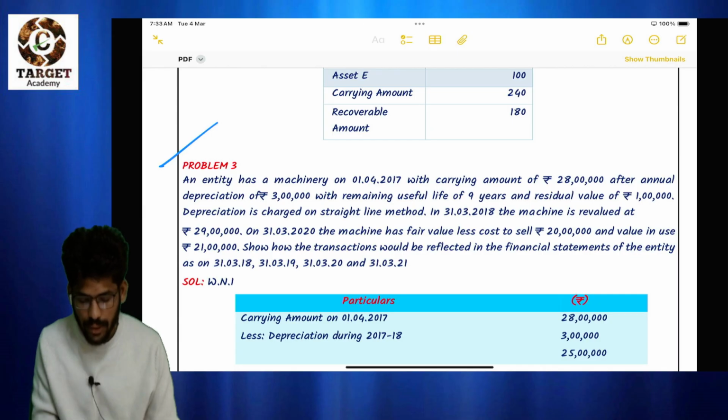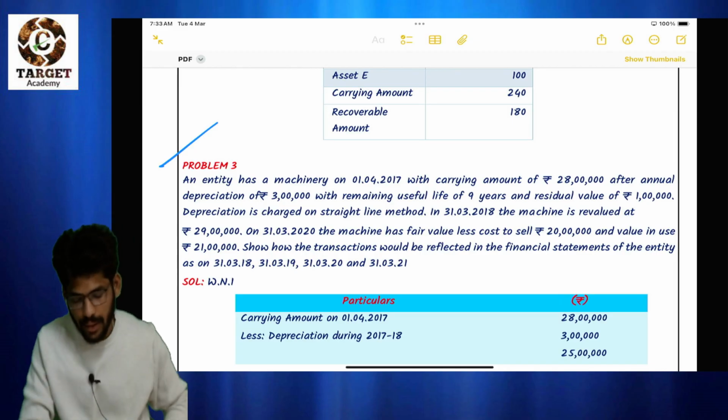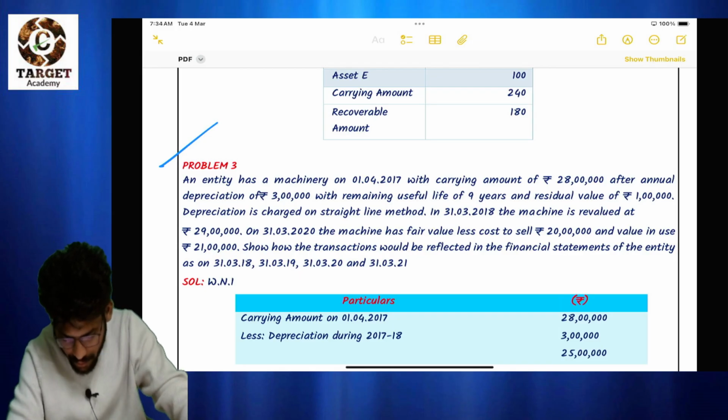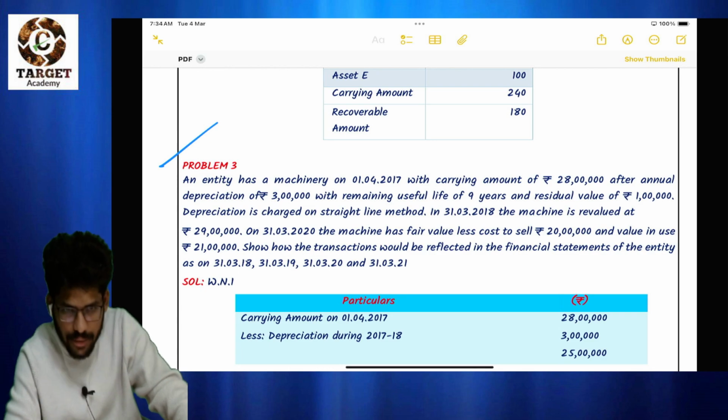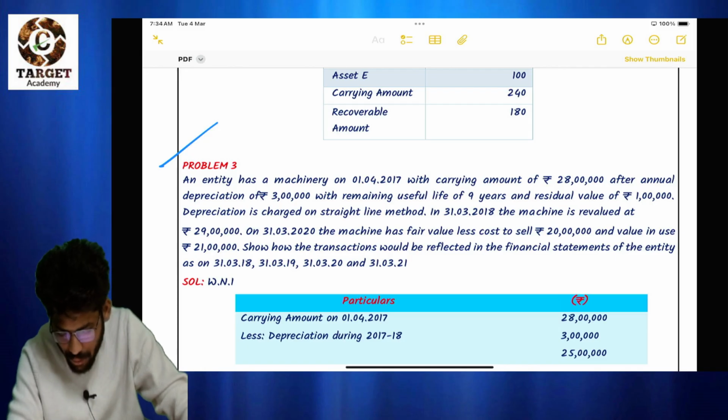Okay, so what is the current revised carrying amount, what is the correct value? As of now, what is the value of machinery? So carrying amount minus depreciation, correct? Say yes or no? Yes. 3 lakhs is the depreciation. So then the balance is 25 lakhs. Clear? 28 lakhs minus 3 lakhs. With remaining useful life 9 years, residual value 1 lakh.